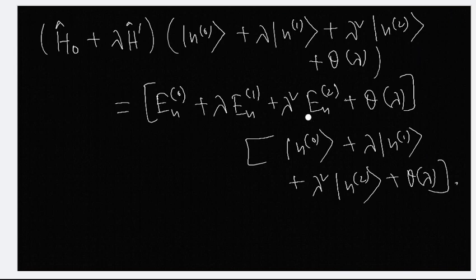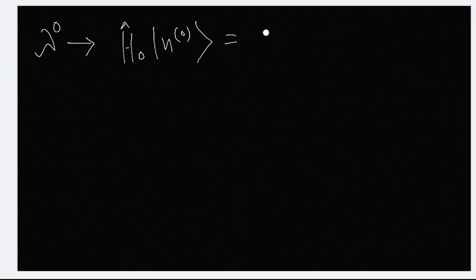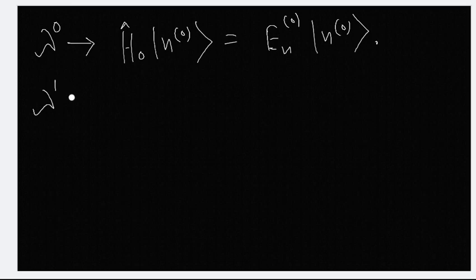So H naught of n naught equals, from the right hand side, only one term, E n naught n naught. So this is basically the unperturbed Schrodinger equation. This is trivial. So the coefficient of lambda to the power 0 will yield just the unperturbed Schrodinger equation. Okay. Then in the next power term, lambda to the power 1.